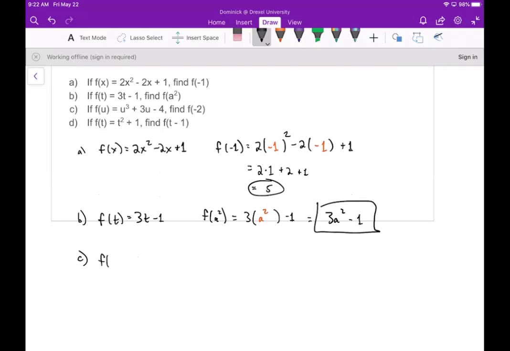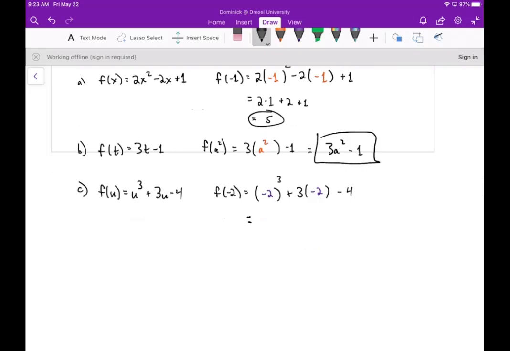Okay, part C, we have f of u is equal to u to the third plus 3u minus 4. And we want to find f of negative 2. All right, so I need to, again, replace my u with a negative 2. So I'm just going to open up a couple parentheses here. And we'll plug in my negative 2. Okay, so now if we simplify, this will become negative 2 to the third. We'll get a negative 8. And then 3 times negative 2, we'll get a minus 6. And then minus 4. So it looks like we're going to get a negative 18 here.